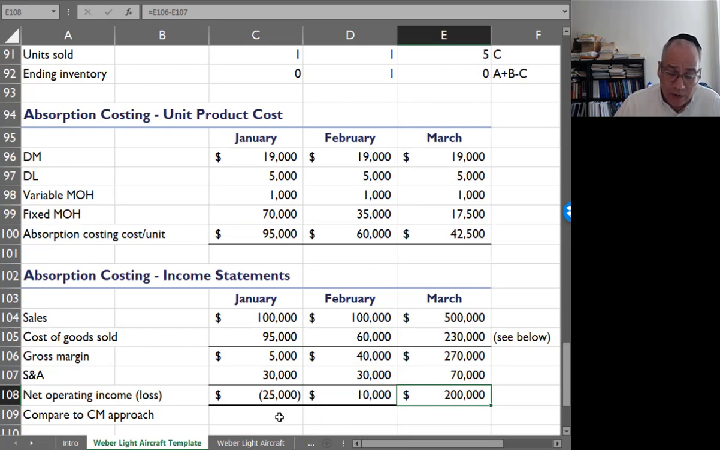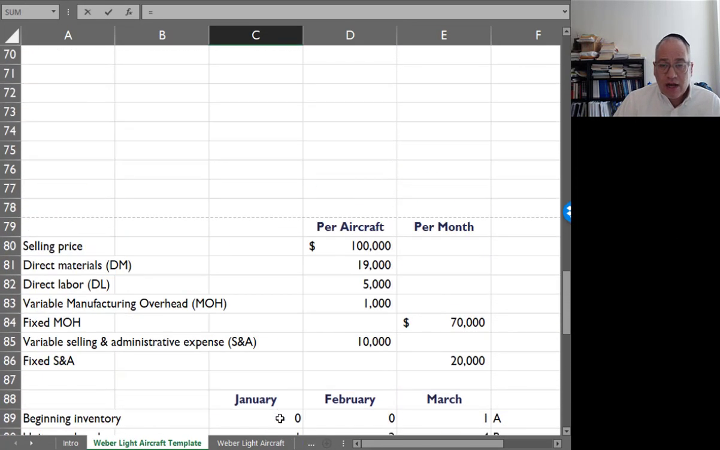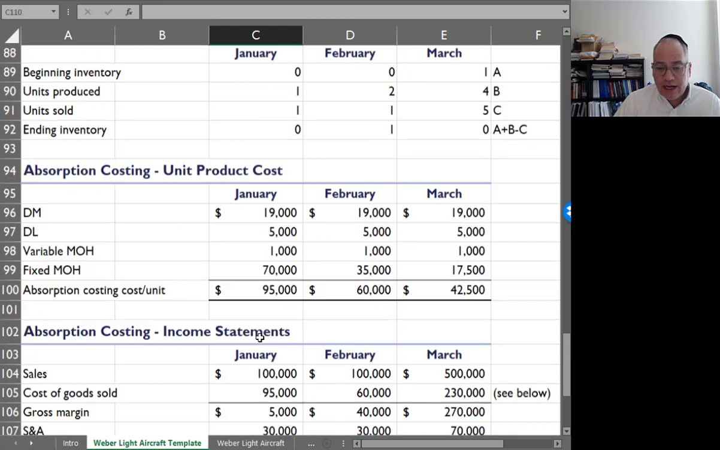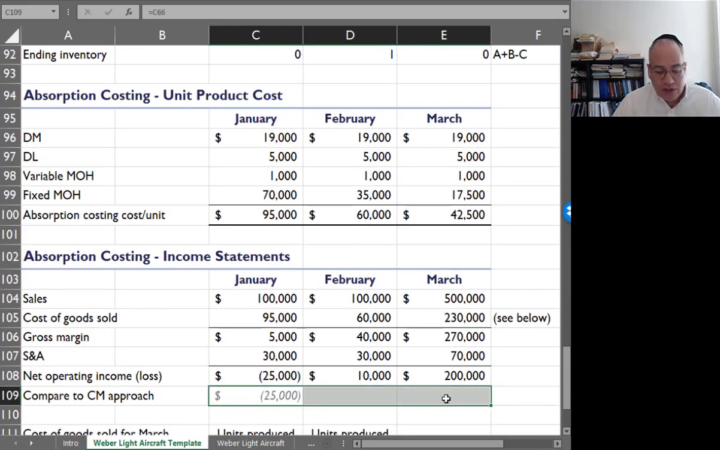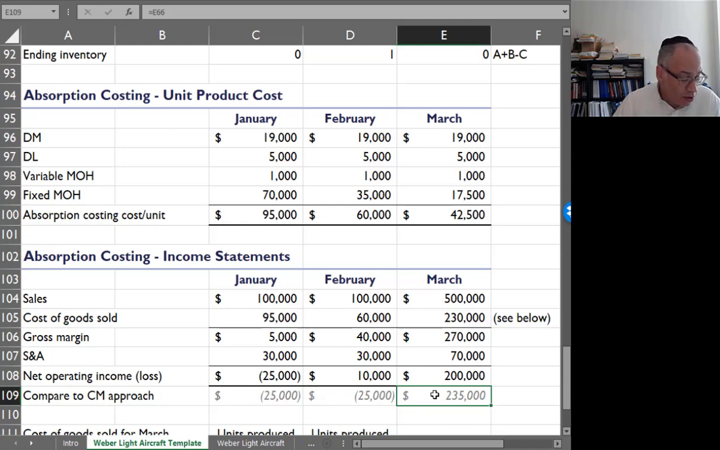And let's compare it quickly to the contribution margin approach. Under the contribution margin approach that I just did, I had a $25,000 loss in January, just like this. In February, I had a $25,000 loss, not $10,000 in operating income. And in March, I had a $235,000 income.